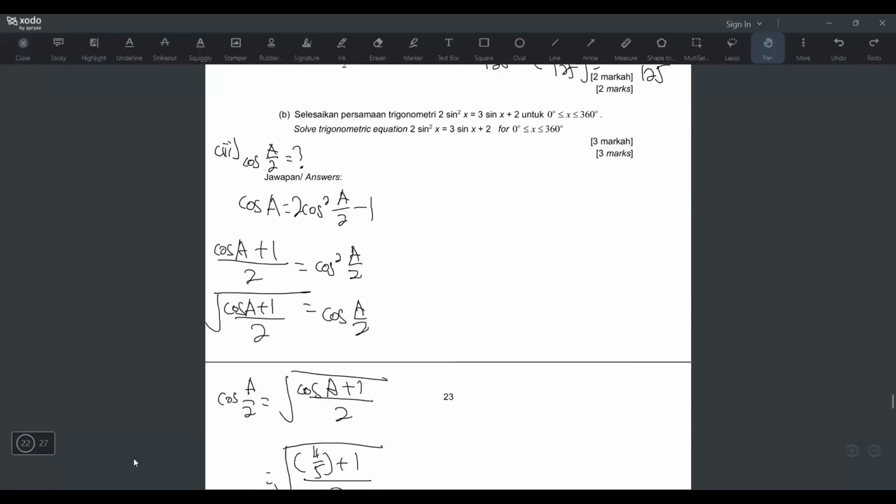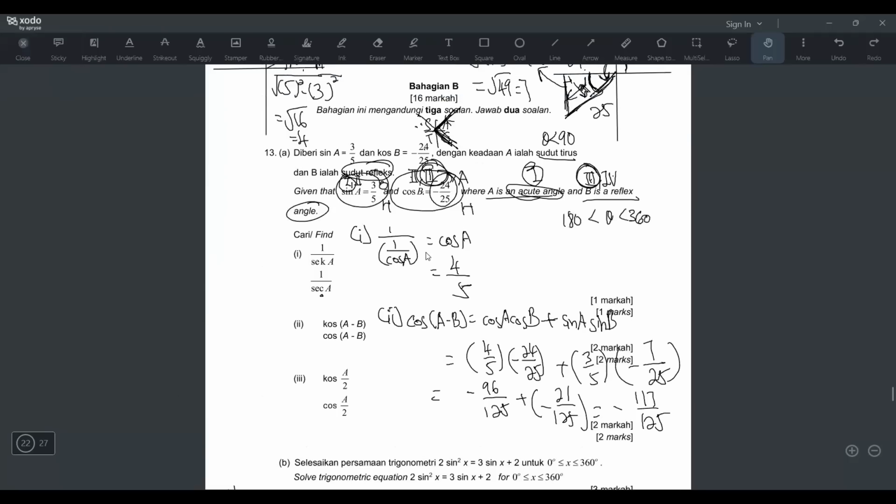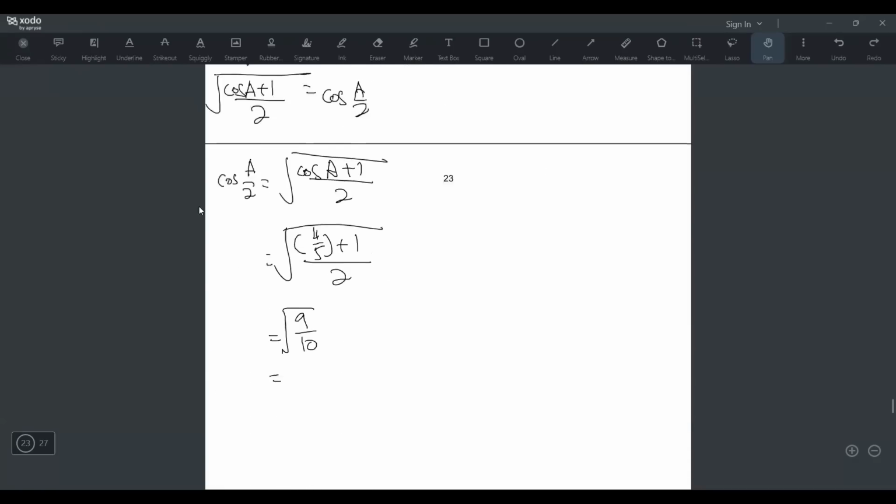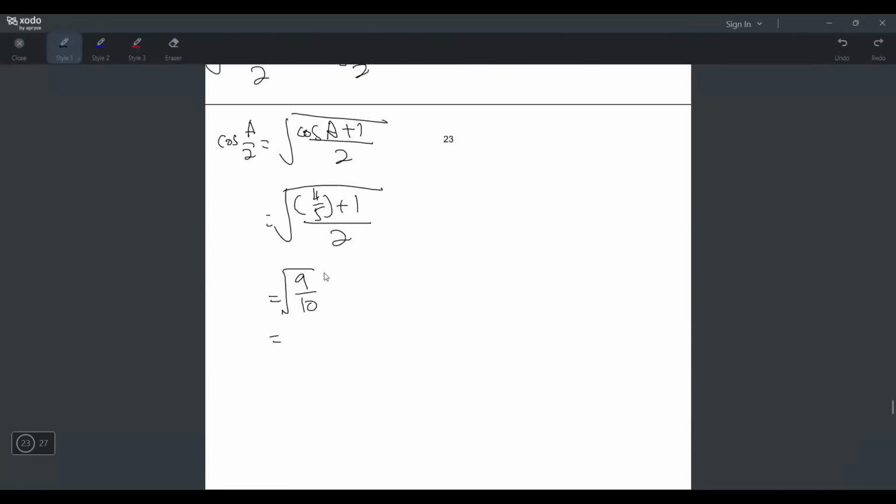Okay, but this question, they never said to write your answer in a specific form, right? They never said you have to write like this or in some way. So I think if you write like this, it's fine also, right? Or maybe some student will say, hey sir, this one can square root the 9, so it becomes 3 over square root 10. Can also. Or maybe some student said, sir, what if I rationalize by times square root 10? Yeah, can also. You get 3 square root 10 over 10, can also.